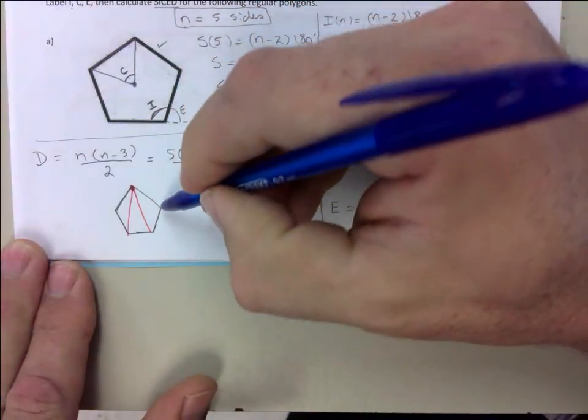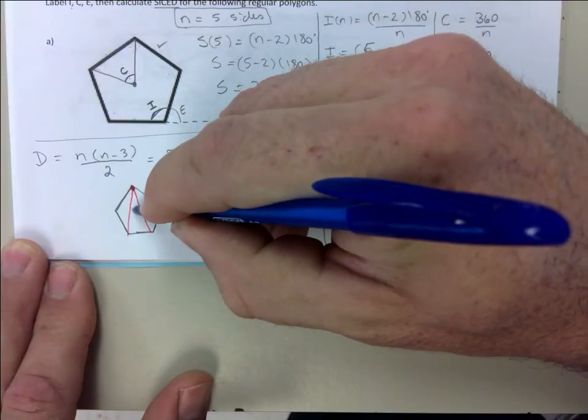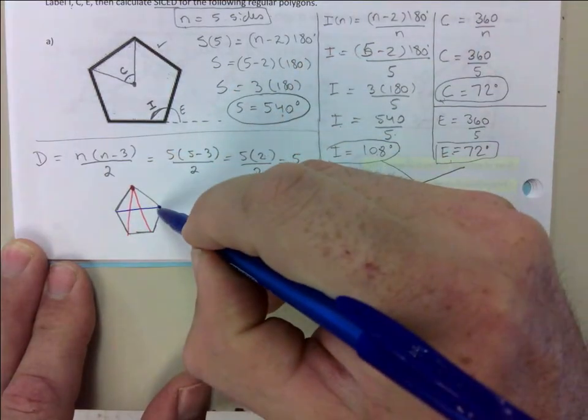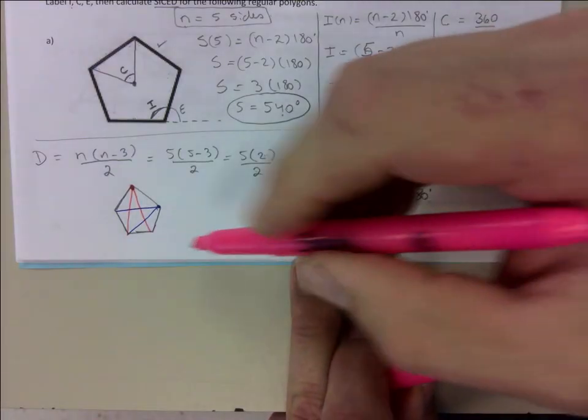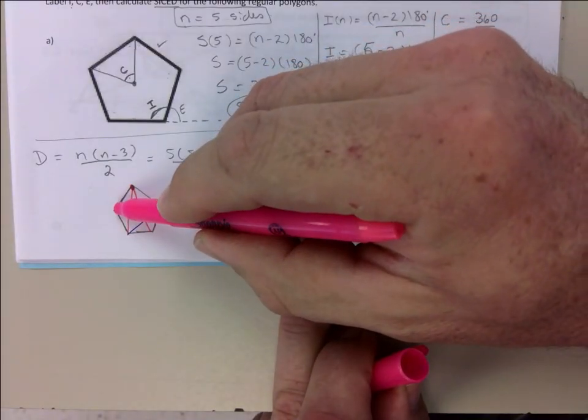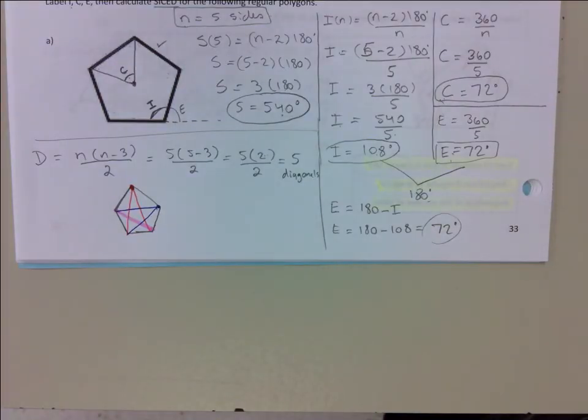I'm going to go to this corner, and I can go across. That's 3, 4, and I'm running out of colors. But there's one more, right? Do you see it? I don't know if you do, but if I go to this corner, there's a 5th diagonal there.